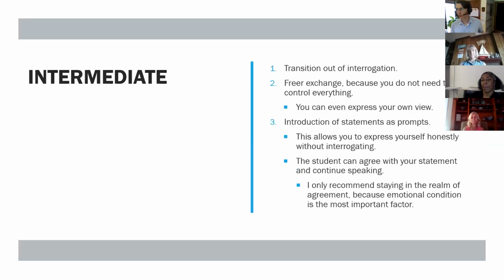Okay. Intermediate, it's the middle, so it's where most students end up. Most of you will encounter are going to be in this situation. You should transition out of interrogation. They have experience with probably several tutors, and they've been interrogated by everyone. So it's time to not ask, well, what do you do for a living? How's your family? Where do you live? That's enough. You can have a freer exchange.